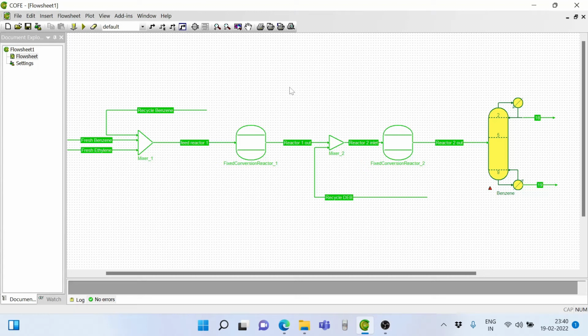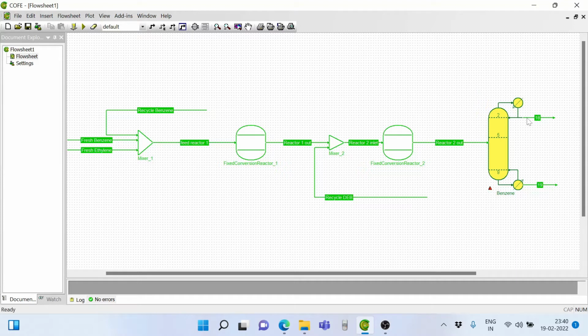Hello friends and welcome to another lecture on Cape Open Flowsheet environment. This is a problem that we are solving on simulation of ethyl benzene process. Now this is the seventh lecture in the series. In the sixth lecture we simulated the distillation column, and in the seventh lecture I will teach you how to hook up the recycle loop.